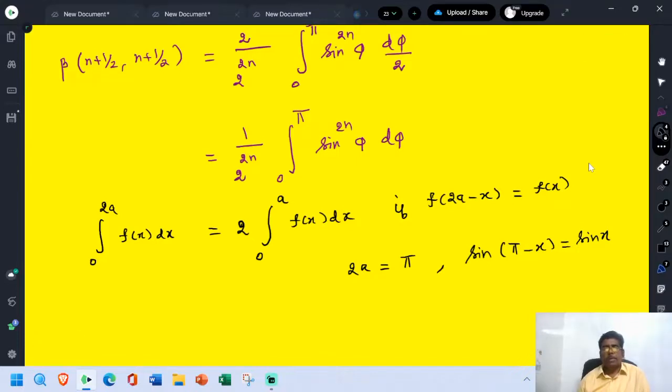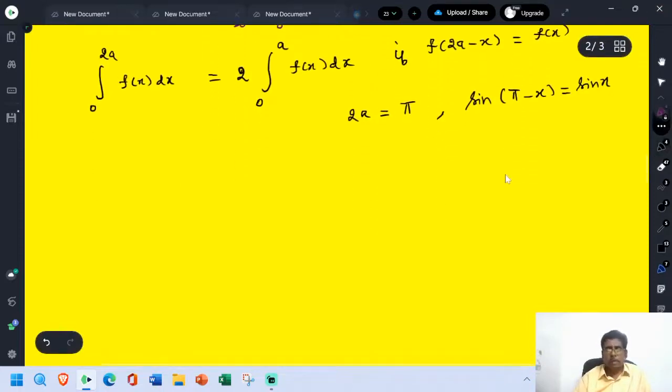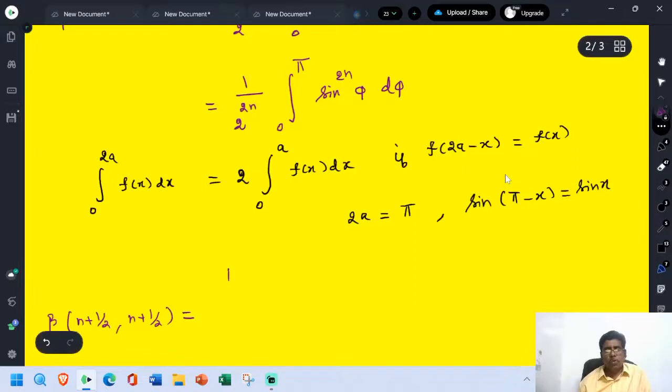Therefore, this integral is modified in this form. Beta of n plus 1 by 2 comma n plus 1 by 2 equals, writing the first term as 1 divided by 2 power 2n, then the integral from 0 to pi of sine power 2n phi d phi, which equals, using this formula, the integral from 0 to 2a of f of x dx. Here 2a equals pi, therefore a equals pi by 2. Then put 2 into the integral from 0 to pi by 2, where the function is sine power 2n phi d phi. There is no change in the function, just the limit alone we changed, 0 to pi to 0 to pi by 2. Then we have to introduce an additional 2.